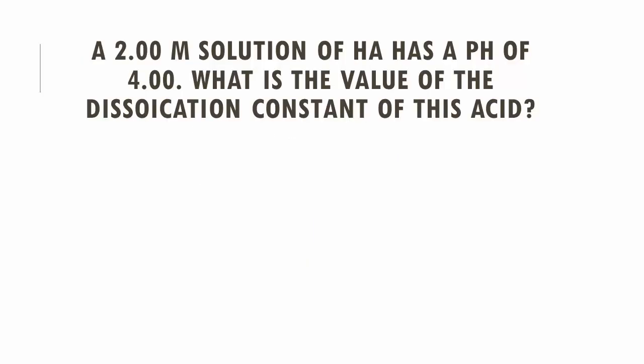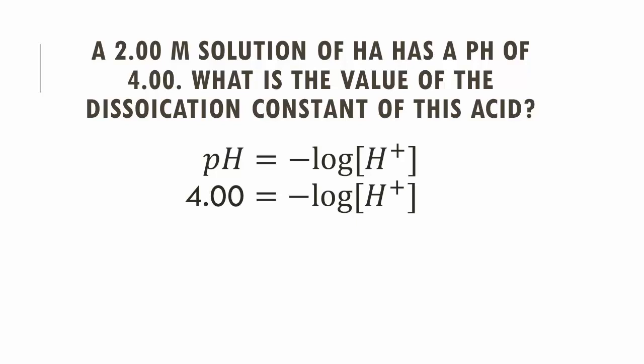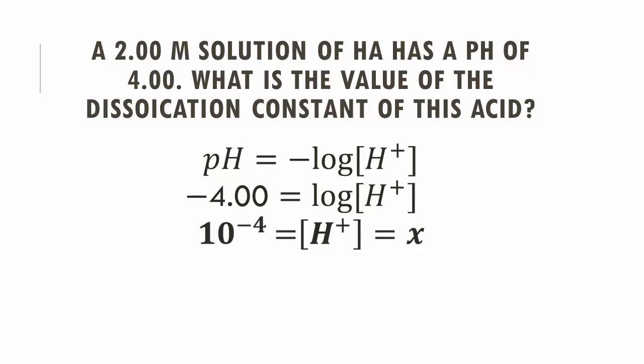We know the pH right away. This allows us to find the value of the concentration of H+, which is also our value of X. We put the values we already know into the equation and solve for the concentration of H+. We do this by moving the negative sign in front of the log to the other side to get negative 4 is equal to log of [H+], then by putting negative 4 as an exponent of base 10.